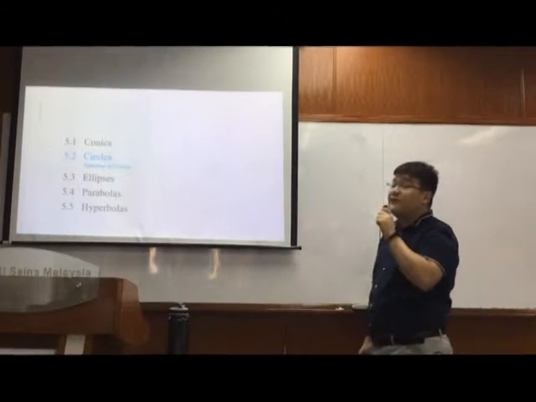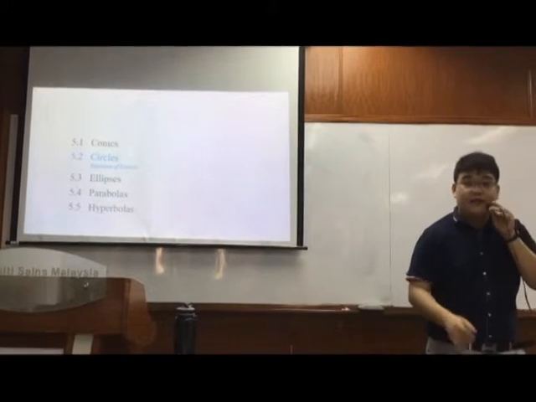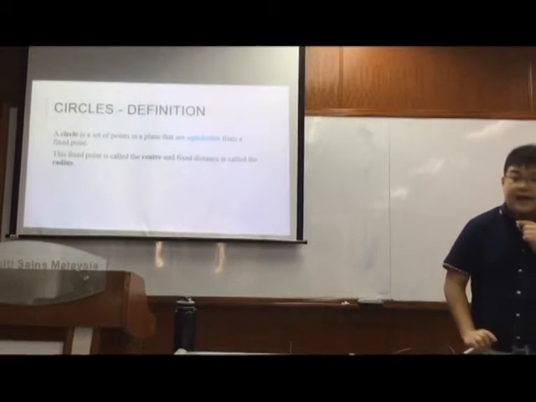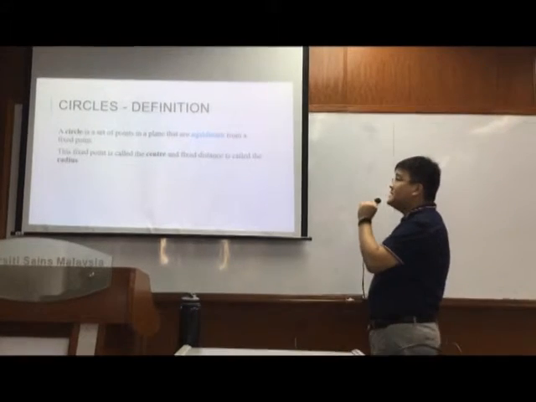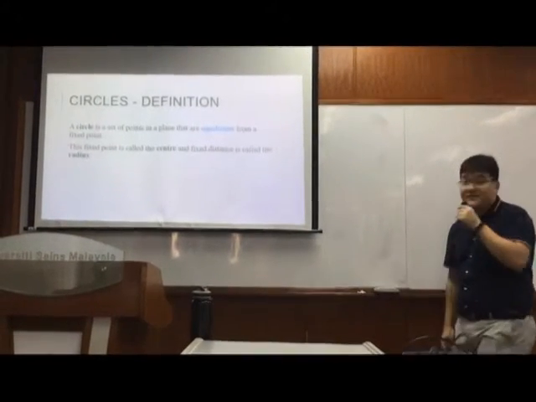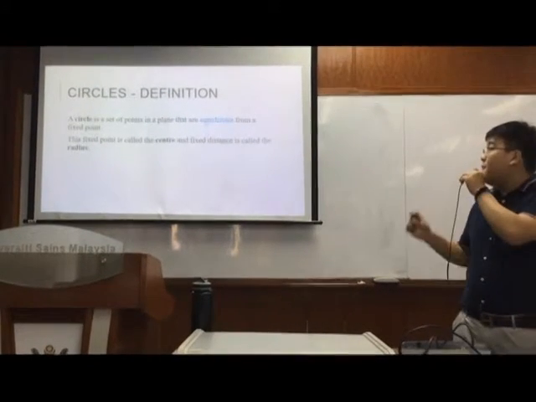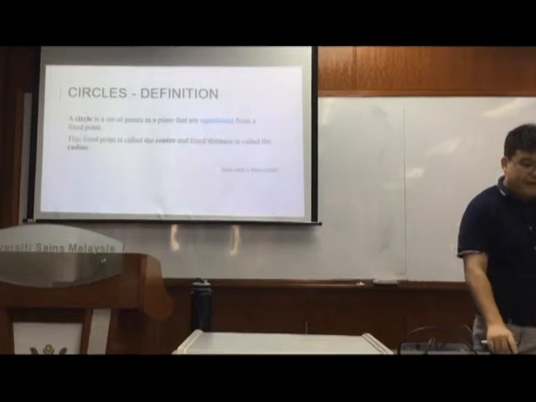Okay, so now we will move on to 5.2 Circles. Under circles, we will also learn the equation of the circle. Let's define a circle first. A circle is a set of points in a plane that are equidistant from a fixed point. This midpoint is called the center, whereas this fixed distance is called the radius.